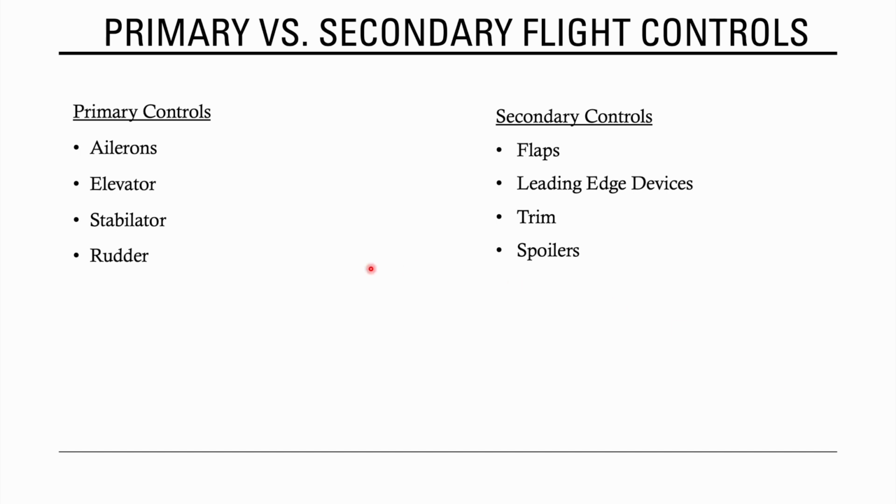So as we get into flight controls, this is just a very easy way to organize your flight controls. You have some that are considered primary flight controls and some that are considered secondary flight controls. So your primary flight controls are ailerons, elevator, in some cases something called a stabilator, and a rudder. So these are going to be what control the aircraft on the three axes that we talked about before. So roll, pitch, yaw. And then we have secondary flight controls, things like flaps, leading edge devices, trim, and spoilers.